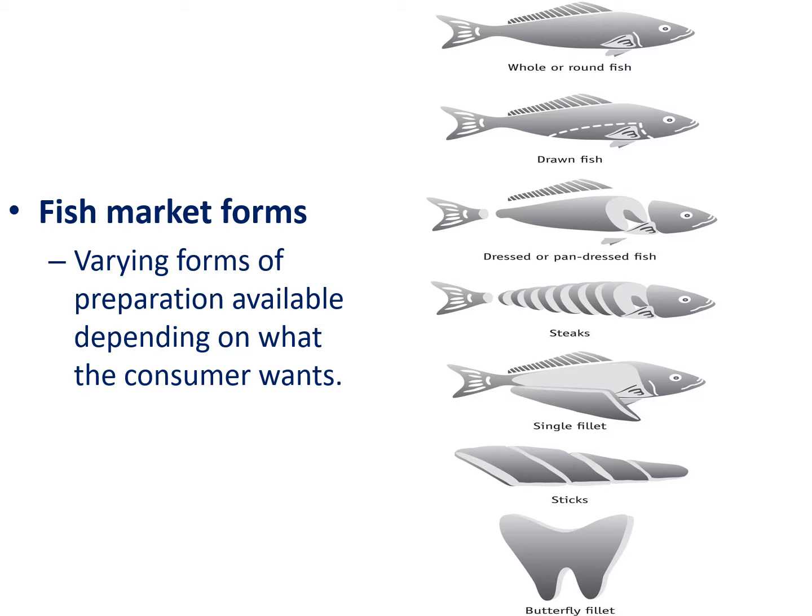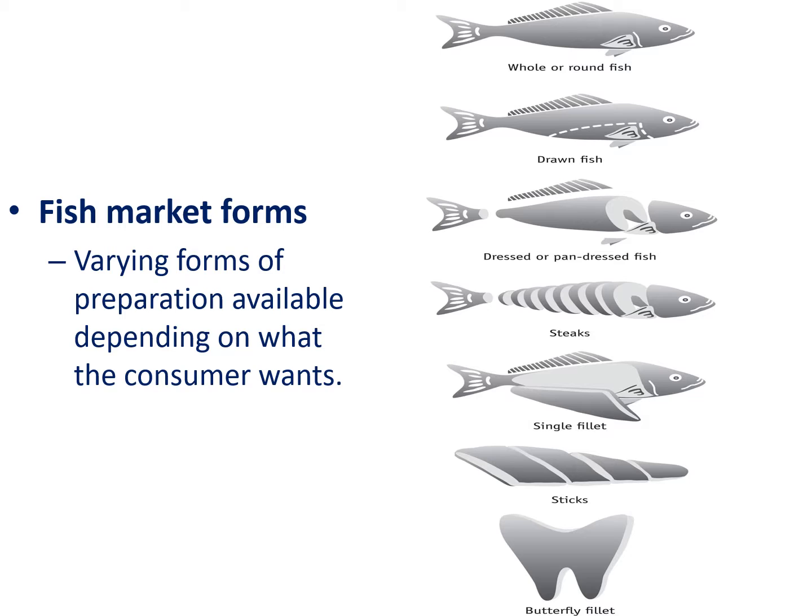Next we have the dressed or the pan-dressed fish. The organs have been removed, and the tail, the head, and the fins have all been removed. So you have this long piece of fish that's essentially the fillets on both sides. Many times this is cut into steaks, as you can see there, and you get a U-shaped fish steak. That's where that comes from.